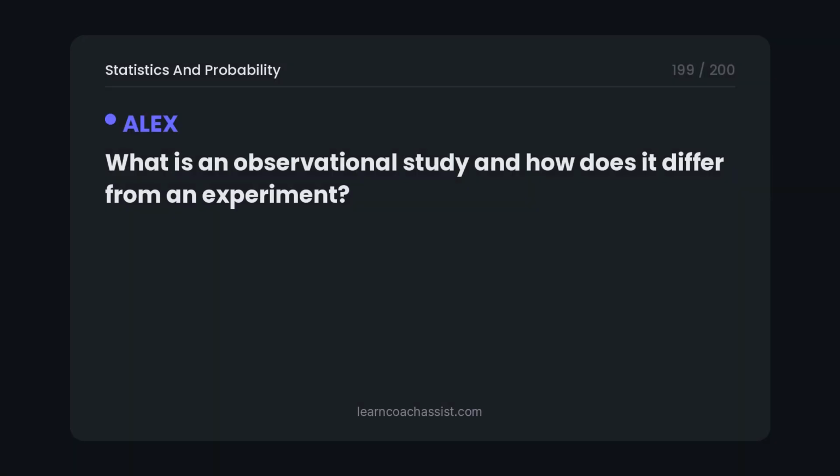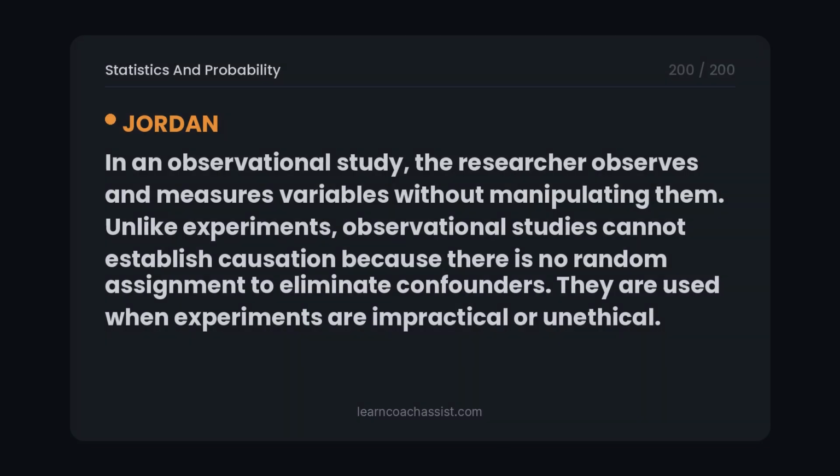What is an observational study and how does it differ from an experiment? In an observational study, the researcher observes and measures variables without manipulating them. Unlike experiments, observational studies cannot establish causation because there is no random assignment to eliminate confounders. They are used when experiments are impractical or unethical.